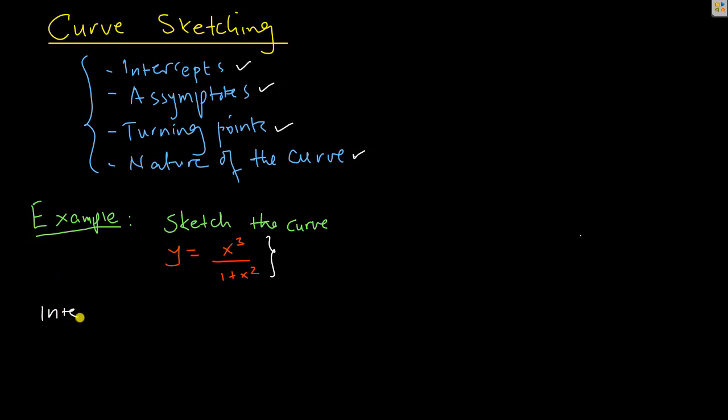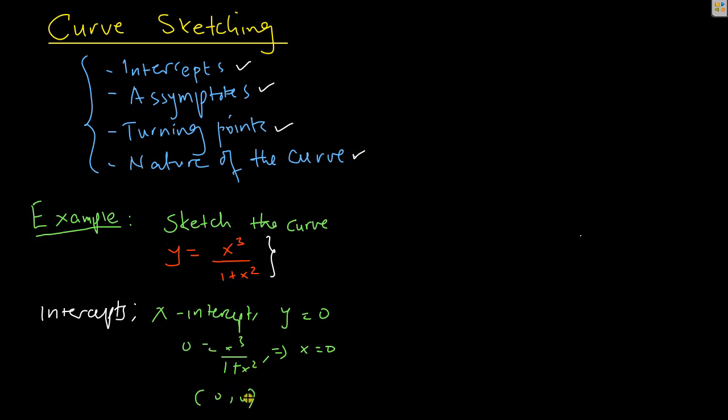So we'll go intercepts. As you understand, we need to have x-intercepts and y-intercept. So let's begin with the x-intercept. At the x-intercept, it's important to know that the y value is equal to 0. So if I substitute 0 in this equation, 0 equals x cubed divided by 1 plus x squared. This implies that x is also 0. So the x-intercept is 0, 0.